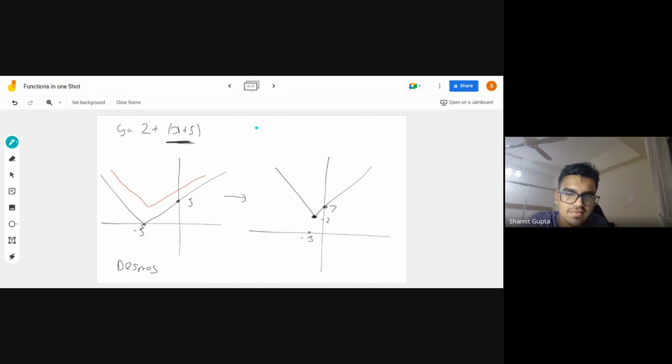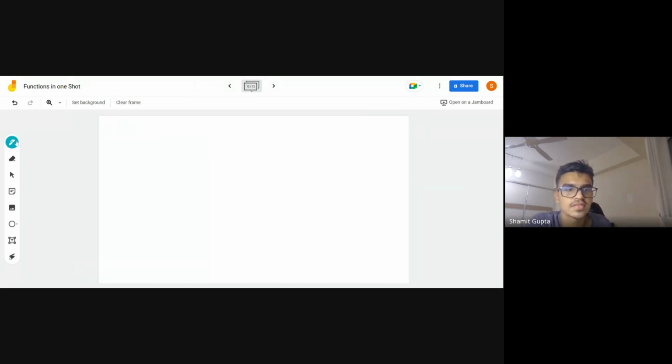And just in case, they usually won't do that, but if they say y is equal to 2 minus modulus x plus 5, you draw the graph of y is equal to minus modulus x plus 5 first. This will just be the opposite of this, so something like this, and then plus 2, so it will be something like this. Okay, but they usually won't ask you this, but just in case. Okay, that's all for y is equal to modulus functions.